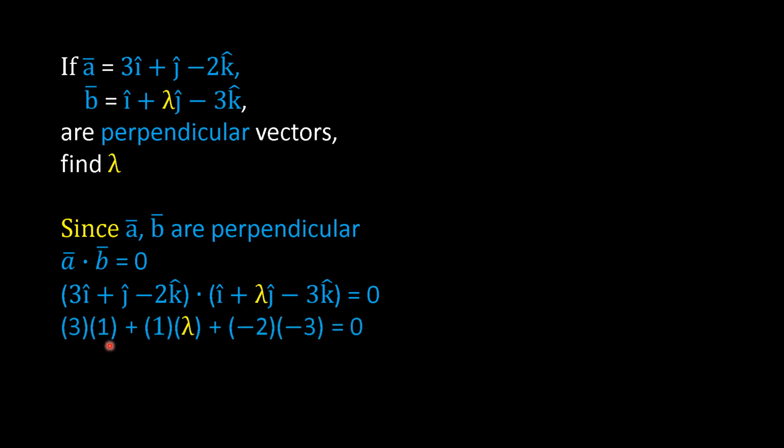It will be 3 multiplied by 1 plus 1 multiplied by lambda plus minus 2 multiplied by minus 3. This gives us 3 plus lambda plus 6 equals 0, and this gives us lambda equals minus 9.